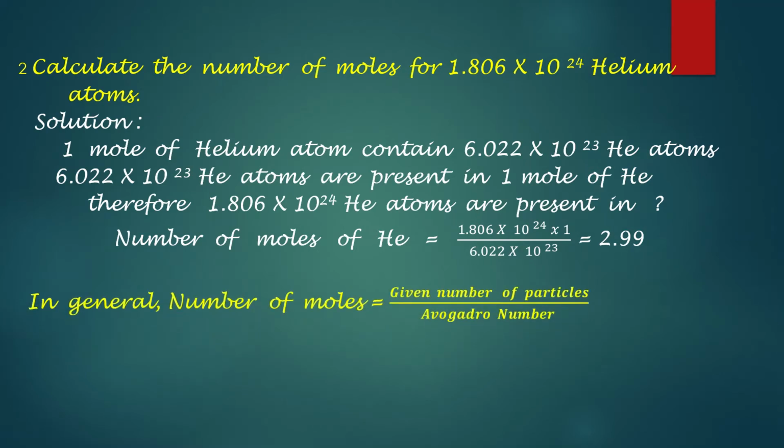So in general, number of moles equals given number of particles divided by Avogadro number. In this problem, we have divided the given number of particles, that is 1.806 × 10^24, by the Avogadro number, 6.022 × 10^23, and that gives the number of moles. So remember this formula: number of moles equals given number of particles divided by Avogadro number. Now we shall go ahead with the next problem.